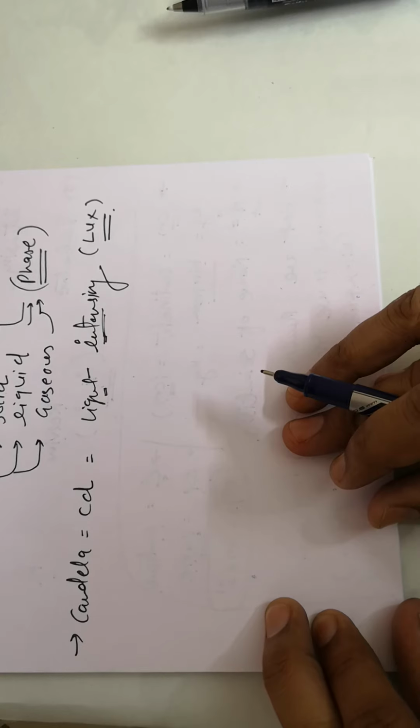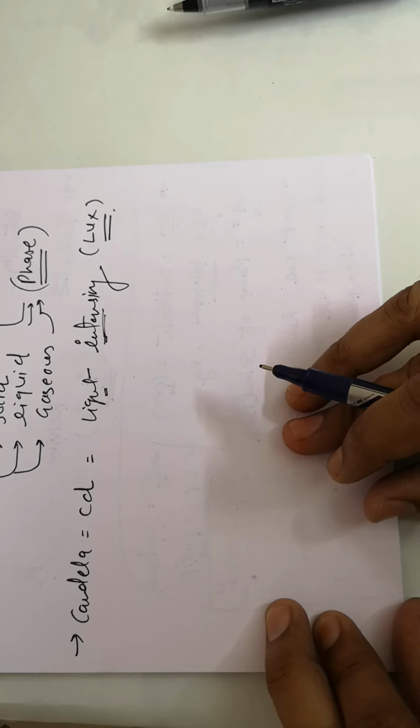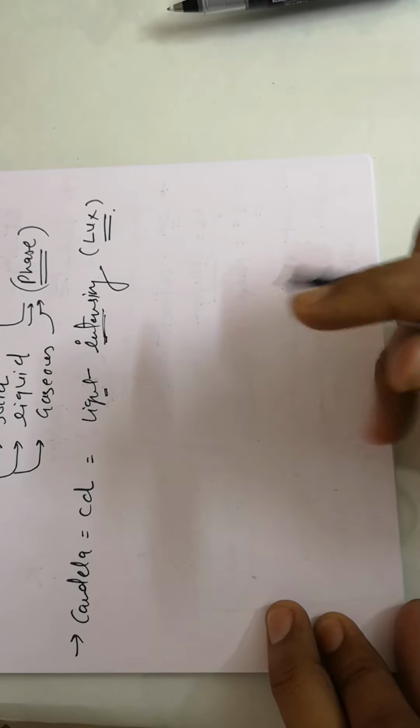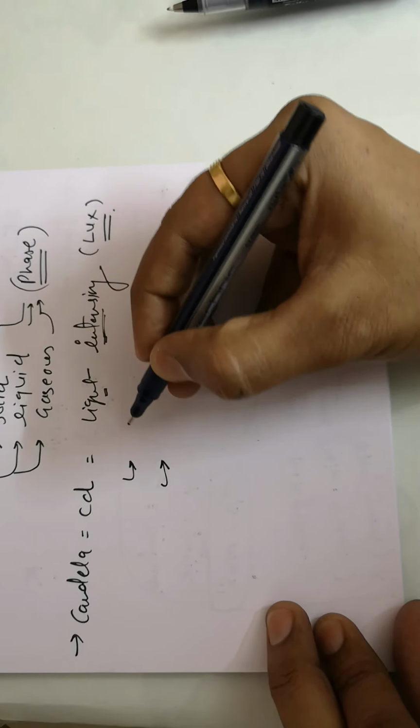So whenever you are purchasing a tube light or bulb, have a look at what amount of power wattage it has, and apart from that, what amount of light intensity it is showing or delivering to us. So it follows some basic parameters.